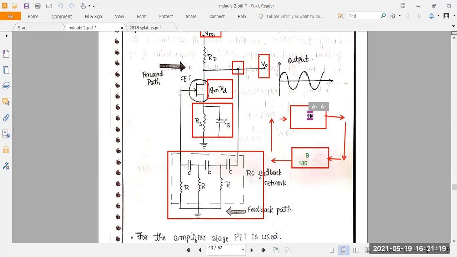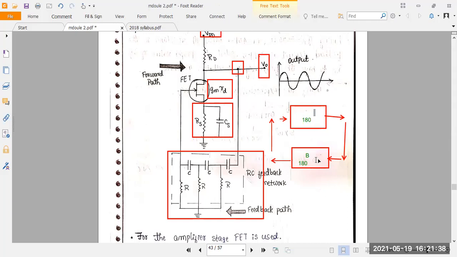Any doubts here? No, sir. Okay, so your amplifier gives the 180-degree phase shift, because we are using the active elements. The transistor is nothing but the active element here. From that we'll get a 180-degree phase shift.